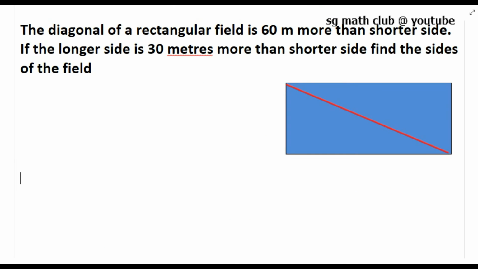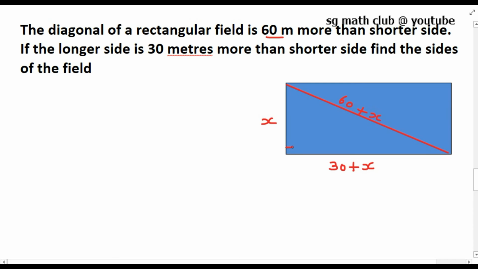Now the next question: the diagonal of a rectangular field is 60 meter more than the shorter side. If the longer side is 30 meter more than the shorter side, find the sides of the field. Let the shorter side be x. Now the diagonal of the rectangular field is 60 meter more than the shorter side, that means 60 plus x. And the longer side is 30 meter more than the shorter side, more means 30 plus x.